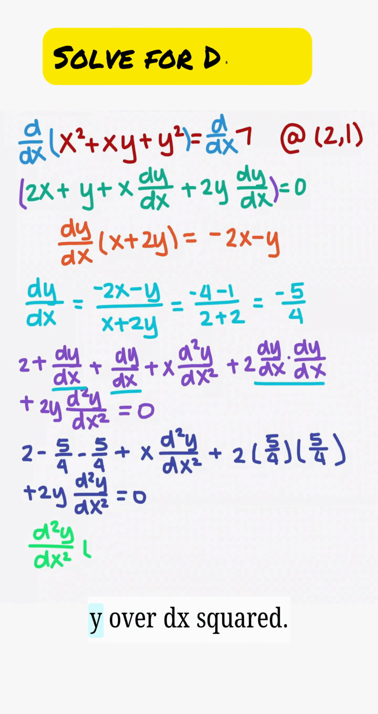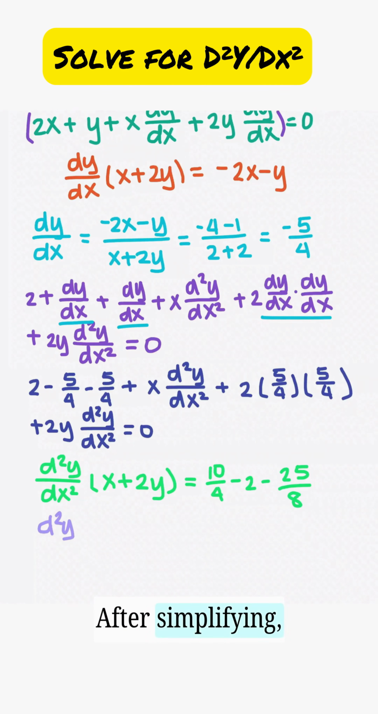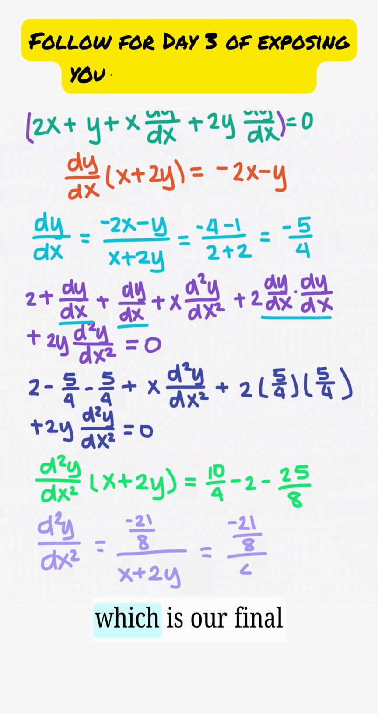Finally, isolate d squared y over dx squared. Once you've done that, plug in x equals 2 and y equals 1. After simplifying, you get d squared y over dx squared equals negative 21 over 32, which is our final answer.